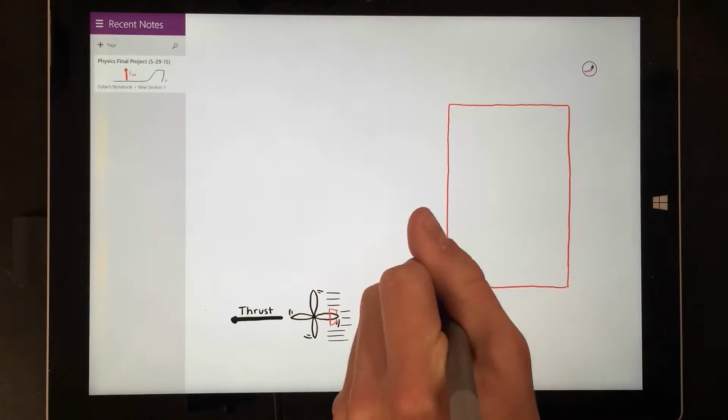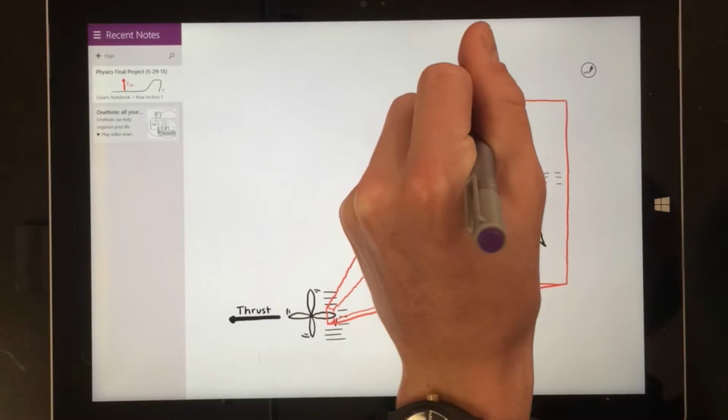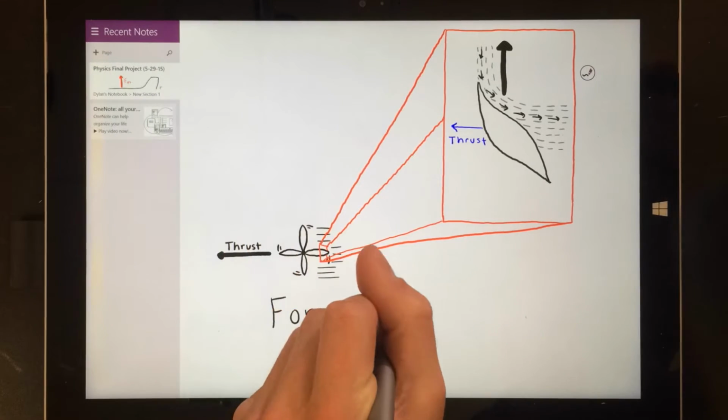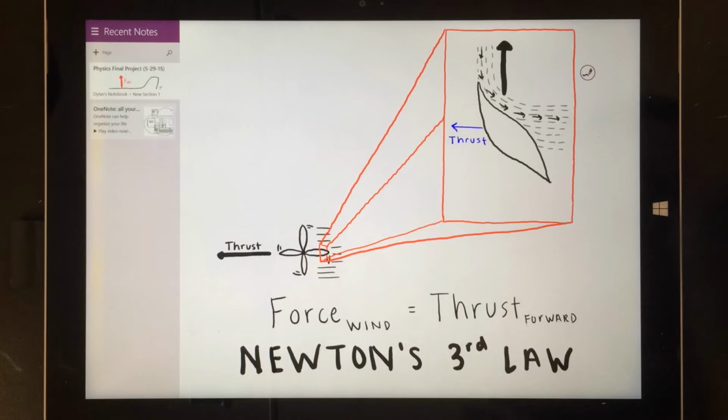Now let's get back to the thrust. The propellers of a plane are designed in a way so that when they rotate, they slice into the air and push it backward. With the same force that the air is pushed backwards, the air pushes forwards on the propeller. This is an example of Newton's third law, which states that every action has an equal and opposite reaction.